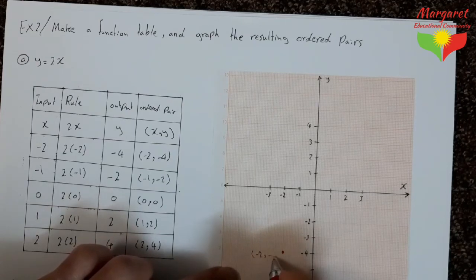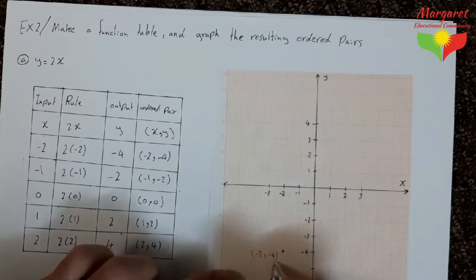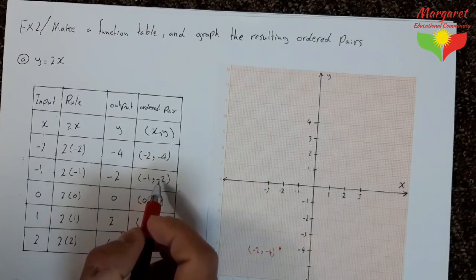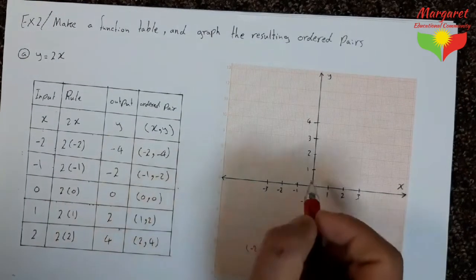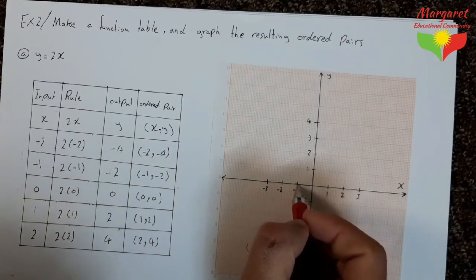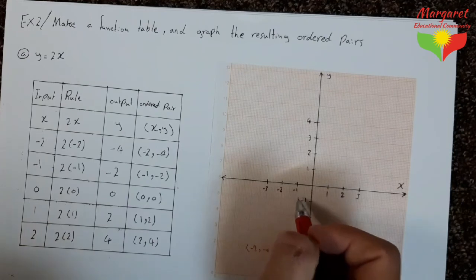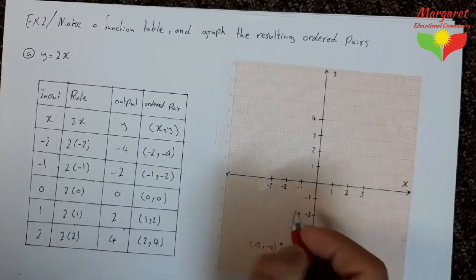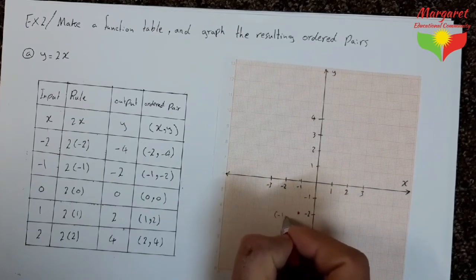And to plot the point minus 1, minus 2, start at the origin and move 1 unit to left and 2 units down. 1, 2. Plot the point minus 1, minus 2.